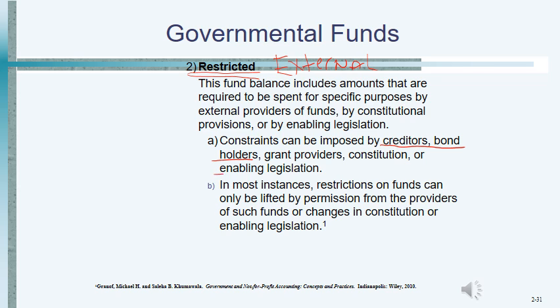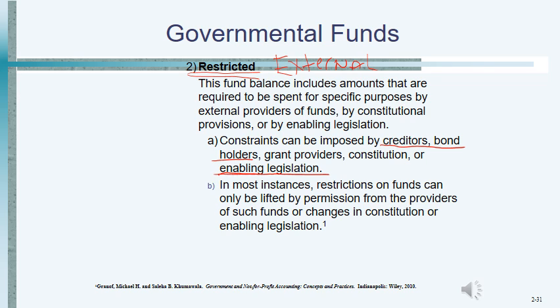Now notice they also mention enabling legislation, and you say, well, how, John, is that external if it's the legislature that has passed a law that says how we're going to spend that money? Well, the key word here is enabling. Okay, and what happens here? Use the state disability insurance fund, the SDI money that they take from your check. The law that allows them to take that from your check also said that that money must be used to fund the state disability insurance fund.